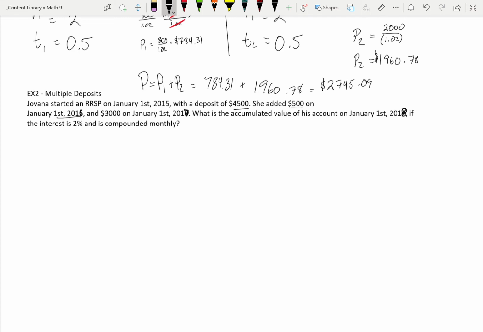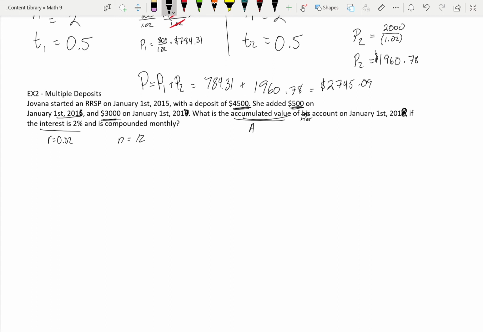So basically, every year she deposits a little bit more. So she starts by depositing $4,500. She adds $500 the next year, $3,000 the next year, and they want to know what the accumulated value of her account is. So this is RA on January 1st, 2018. If the interest is 2%, so R is equal to 0.02 and is compounded monthly. So it happens 12 times in a year, so my N is equal to 12.